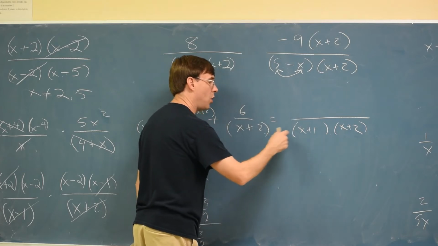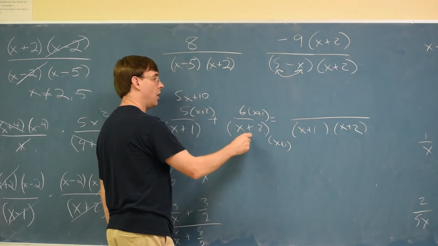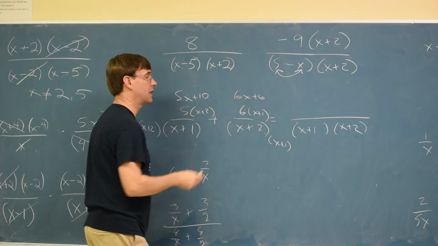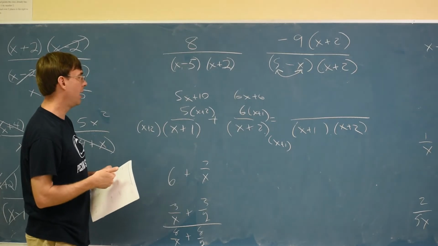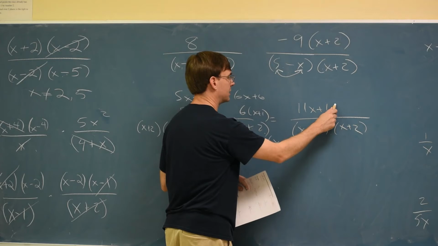For this to have the bottom we want, we need x plus 1 on the bottom. So we also need it on the top, and we'll need to distribute that out to get 6x plus 6. And then combine like terms. The tops here, we get 11x plus 16.